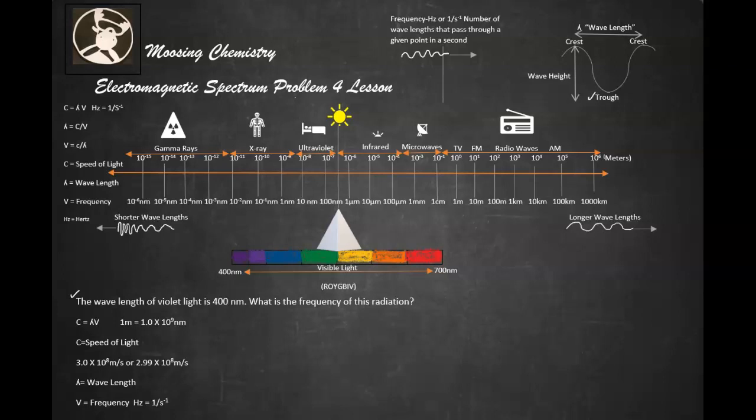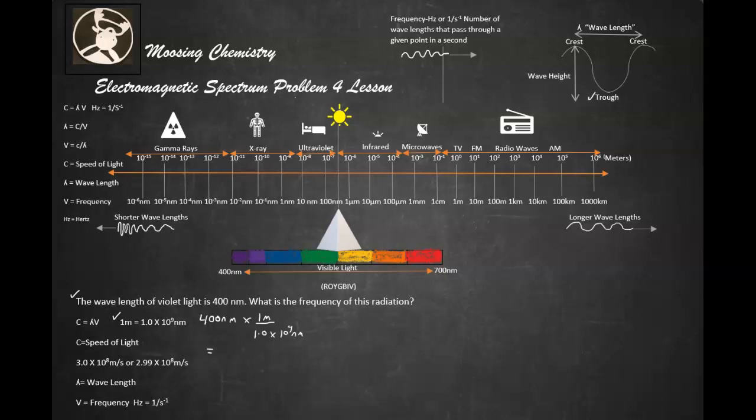Well, the first thing we have to do is convert nanometers into meters. We're going to use this formula here that 1 meter is equal to 1.0 times 10 to the 9 nanometers. So let's go ahead and do this. We go 400 nanometers, right, times 1 meter divided by 1.0 times 10 to the 9 nanometers.